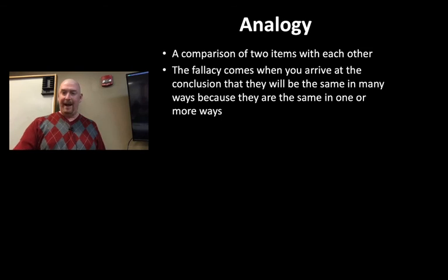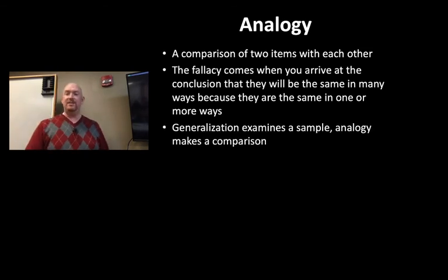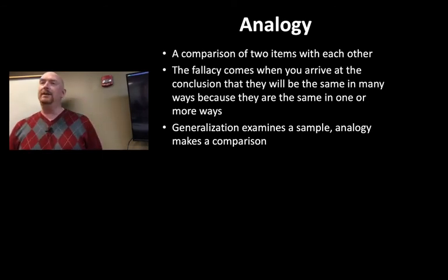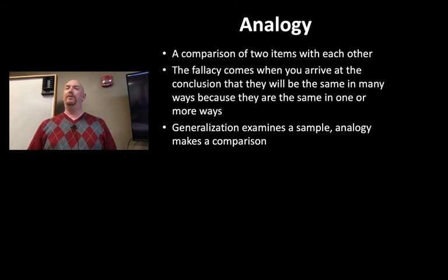Okay, so that's a bad analogy. Generalization examines a sample. An analogy makes a comparison. So if I'm generalizing about a sample size, I will say the first 3 kids through picture day were blonde, so the rest of the class is going to be blonde. An analogy says, well, 3 of 15 people in this class are blonde, so I bet because TAG families have multiple kids, if we go to another class, 3 of 15 in that class will be blonde.